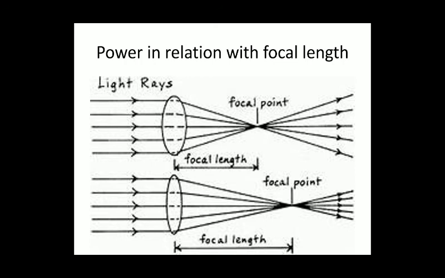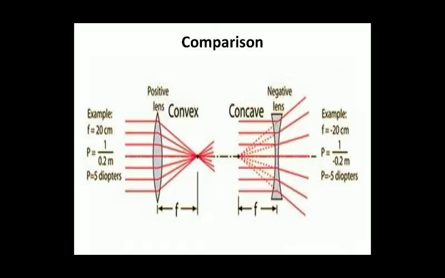So what happened in that particular case? The ability to converge the rays is less. It means more power, focal length less. Less power, focal length is more. It means they are inversely proportional to each other. Try to observe this one also. Here I have taken one example also.